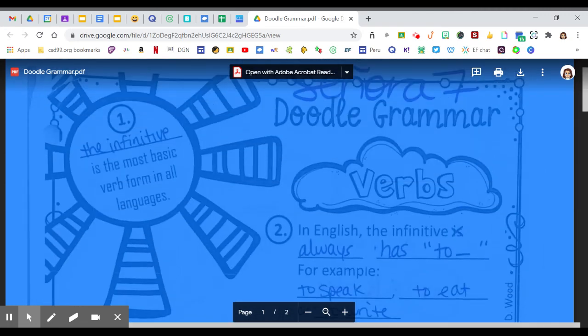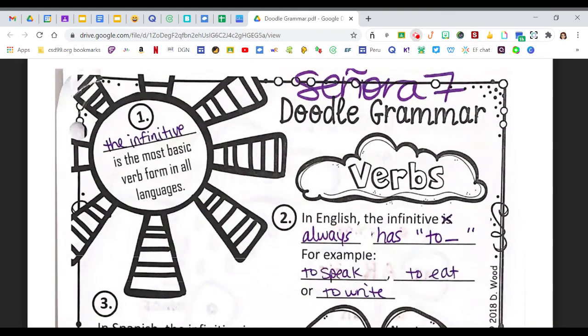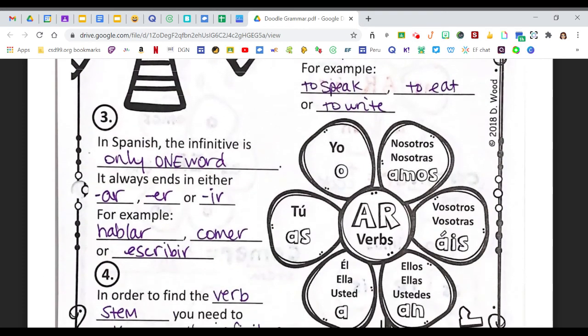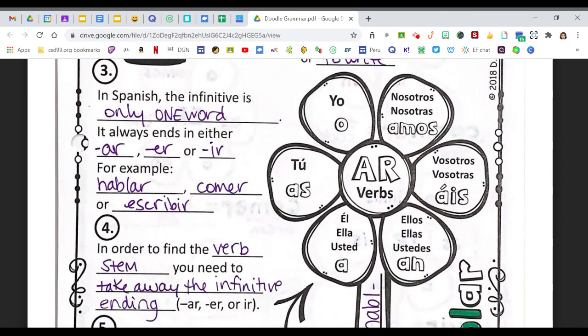So to recap, infinitives are the most basic form of the verb. In order for us to use these verbs in context, we must remove their infinitive ending, AR, ER, IR, and add the new endings based on the subject. Based on the subject, the person who's doing the action, who is doing the speaking. If it's yo, I add an O. If it's y'all, I add an AN. If it's us all together, I add an AMOS.